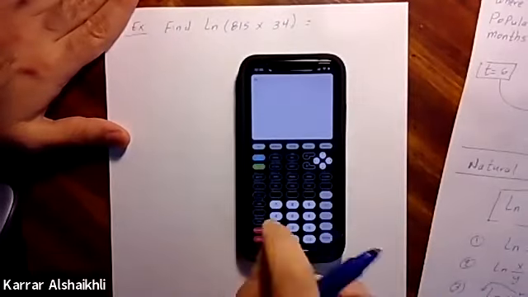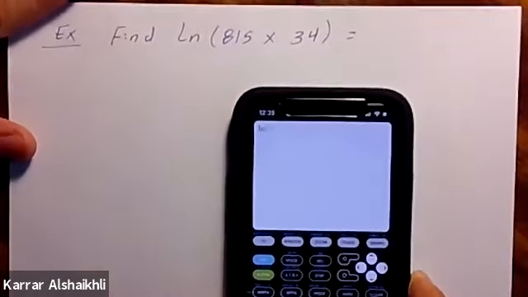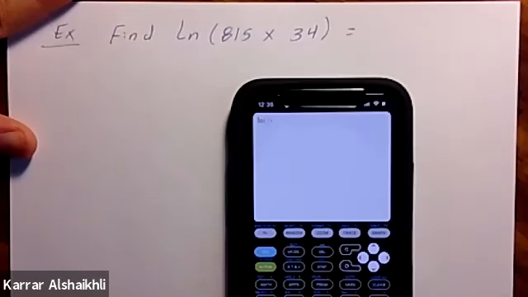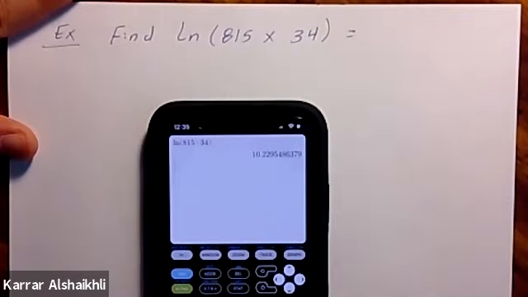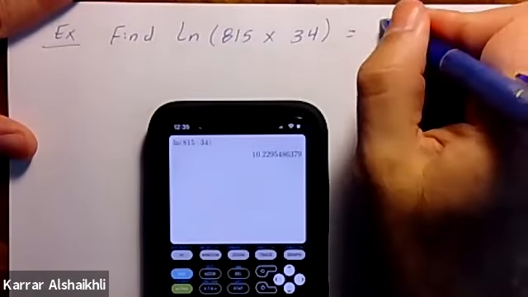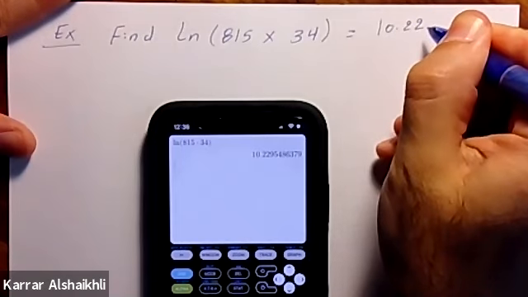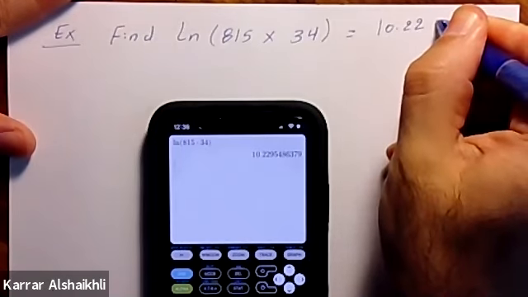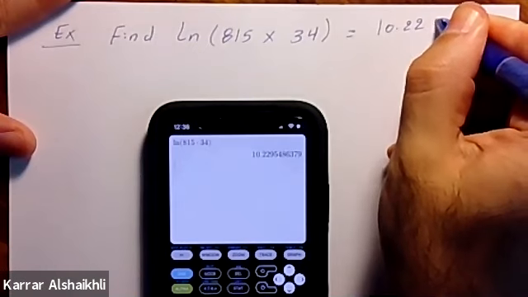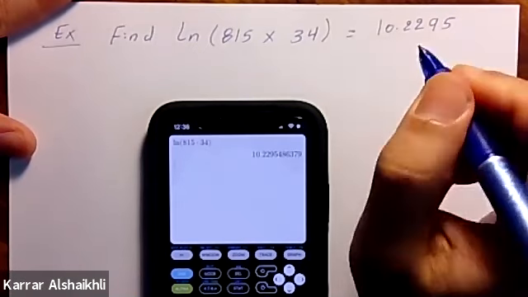So I'm going to press ln. You see the difference between these two functions. Now we have ln, parentheses, I'm going to say 815 times 34, close the parentheses. The result is going to be 10.2295. Okay. 4 decimal places.